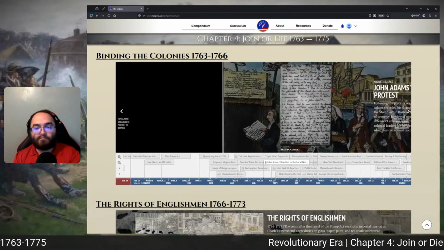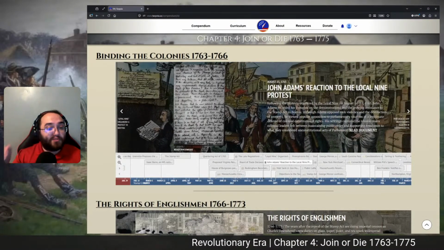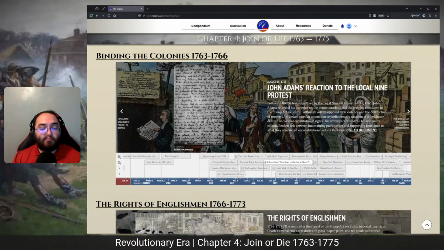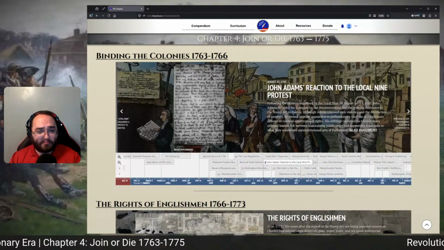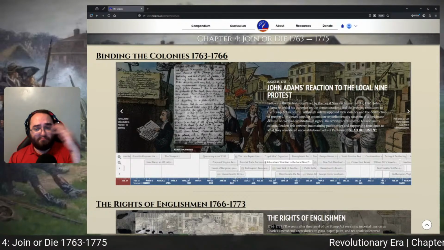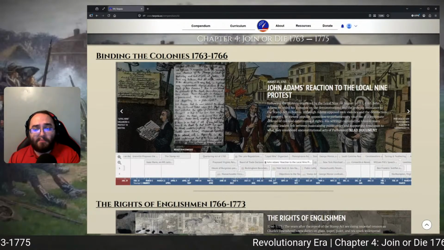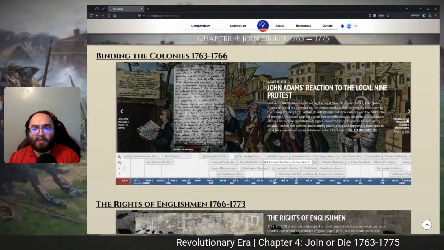And here's a primary source of the Loyal Nine protest. This primary source is a letter written by John Adams talking about the events. Or not a letter, this is his journal, his diary.